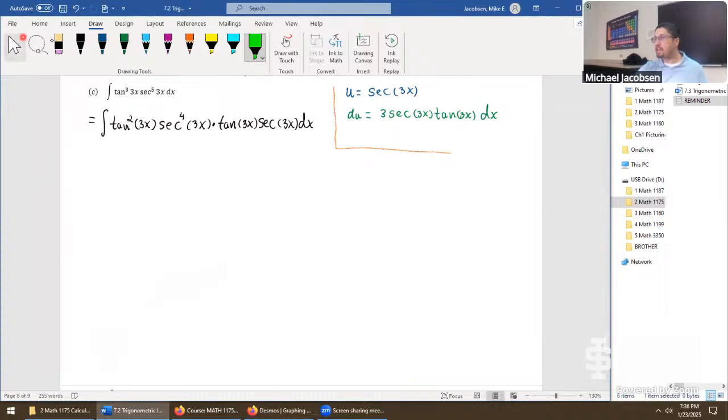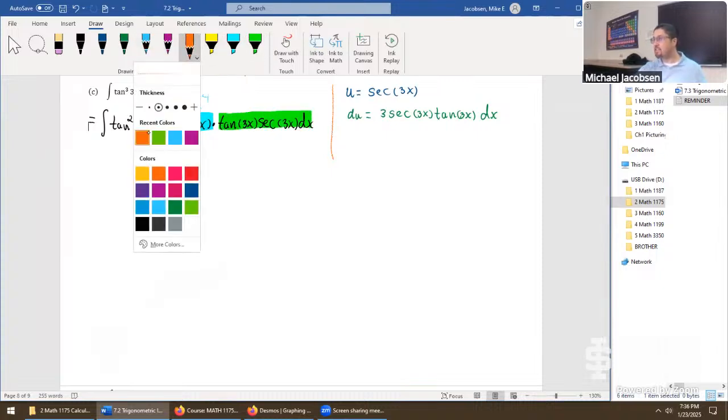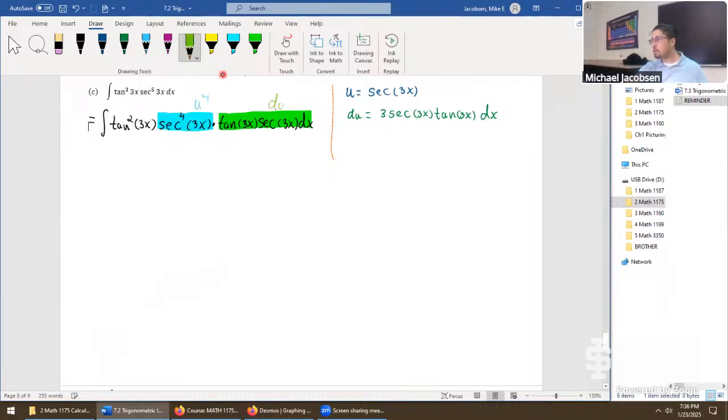Here we do a check to see if we really are on the right track. So this part right here, secant power 4, turns into u power 4, so that helps us out. Tangent 3x, secant 3x, dx. All of that is just another way to say du. Oh, good point on that one. I missed that 3 right there. Usually what we would do here is either multiply by 3 over 3 in the integrand or divide out that 3. Good catch on that one.